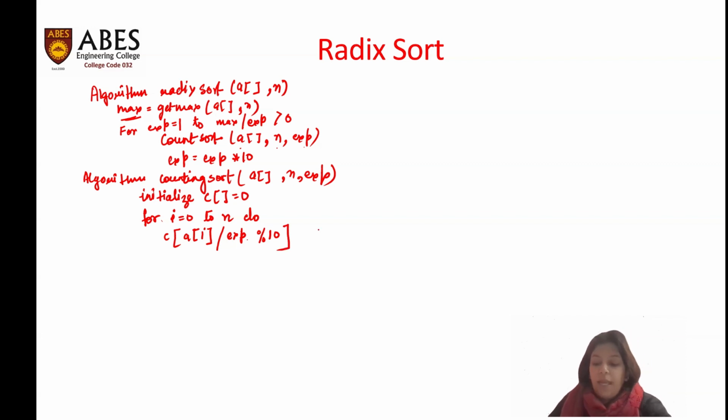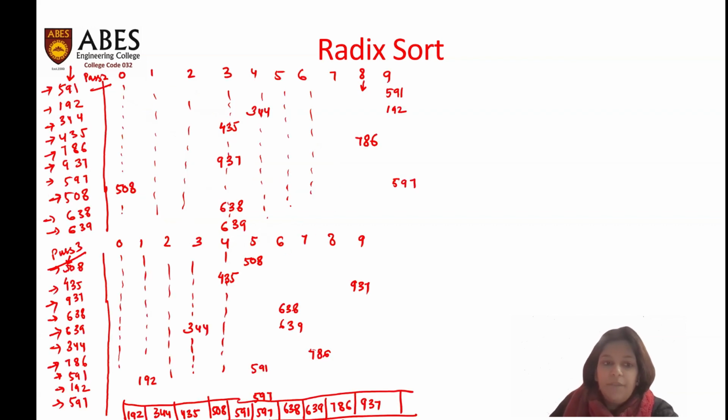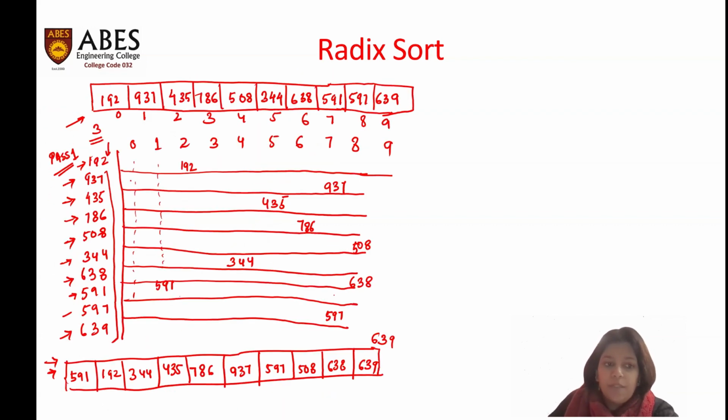So let us just try to understand how this will work. The values that we had, suppose in the first pass we were having 192, right? So for 192, this value is A[i]. Now we are dividing it by exp, which is 1. So the number will remain the same, 192. And then we are taking its remainder by 10. So this value will become 2.